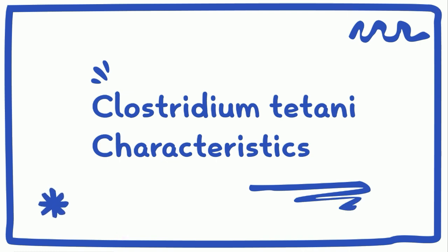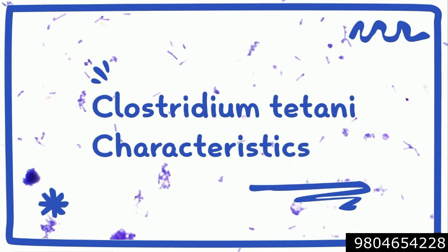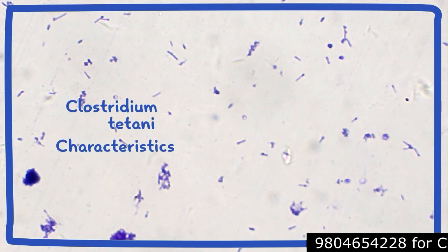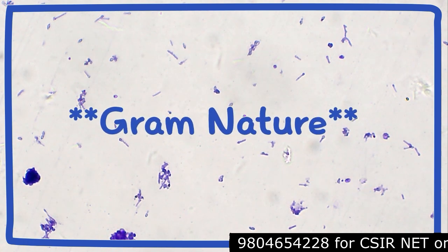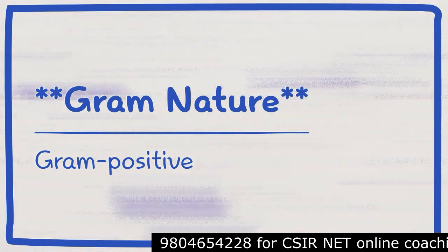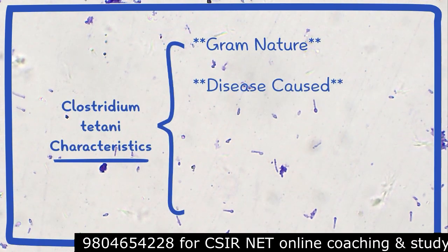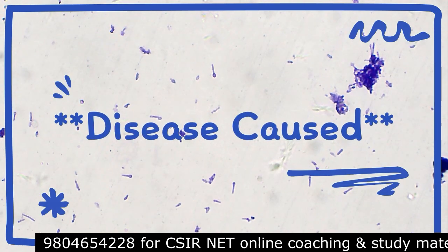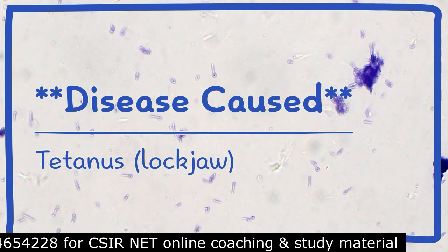Let's talk about Clostridium tetani, and we are going to talk about the Clostridium tetani characteristics. So everything related to the Clostridium tetani, here it is for you. The first thing is the gram nature of Clostridium tetani, and as you know, that is gram positive in nature. So Clostridium tetani is a gram positive bacteria. The next important feature is the disease Clostridium tetani causes. Clostridium tetani causes tetanus, also known as the lockjaw disease.